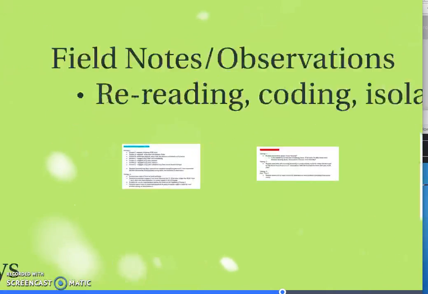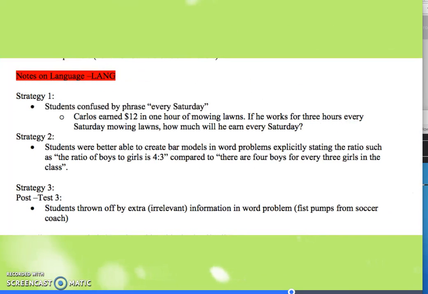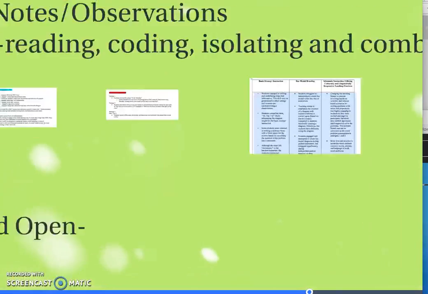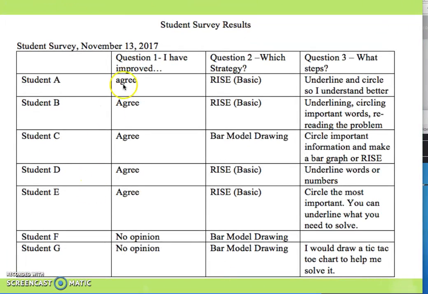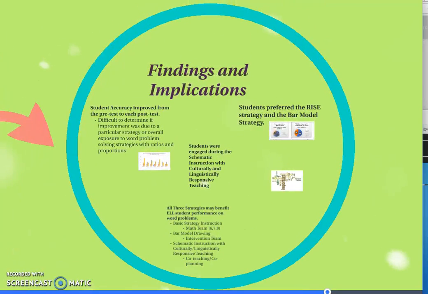I also looked at my field notes and observations. I coded them into categories such as student engagement and language issues that related to the language of the problems that came up during practice or during the post-tests. And then I took those notes and I put them into each strategy category in my analysis. And then I looked at the student surveys and I made this chart to show the first question was whether students felt like they improved, and then which strategy was the most effective. And the third question was an open response question. And so I included data from that survey.